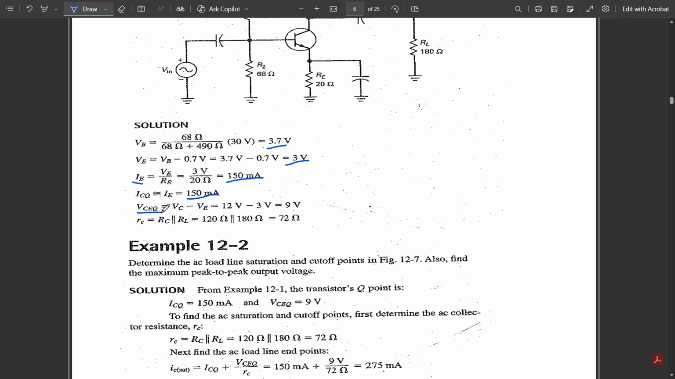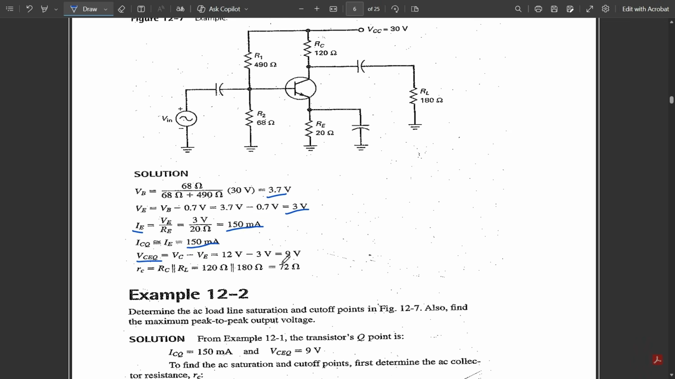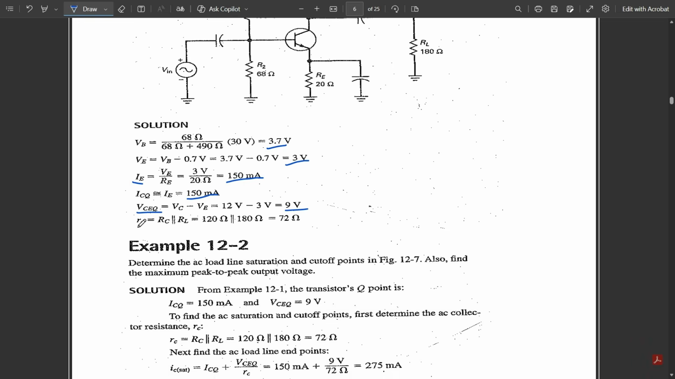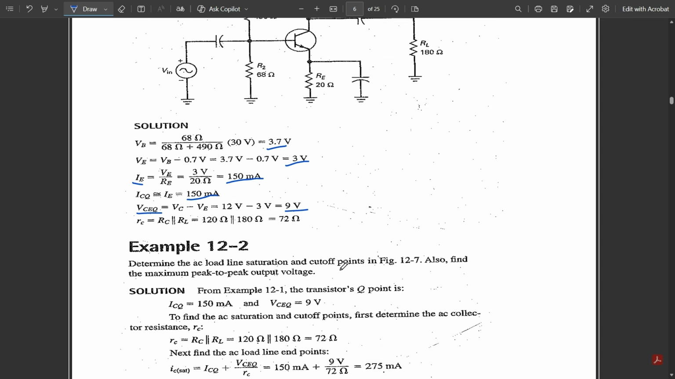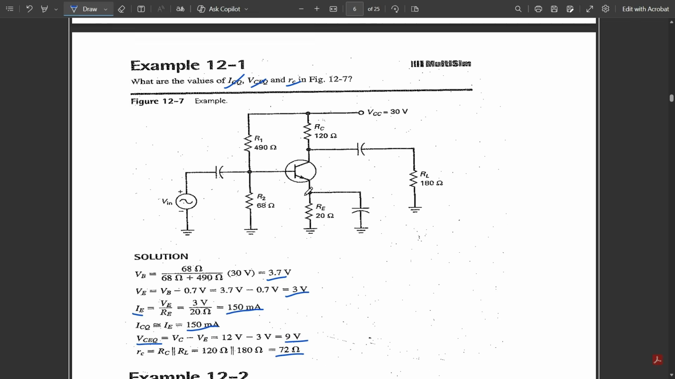Now VCEQ is equal to VC minus VE. Okay, VC here it is 12 volt, VE we have calculated it as 3 volt. So VC minus VE, if you do it, you would be getting 9 volts. Okay, then after that RC, that is the AC collector resistance, that is the parallel branch resistance of RC and RL. Okay, if you do these two, you could be getting the AC collector resistance. So if you do the parallel connection, you will be getting 72 ohms. Okay, so this is one example.